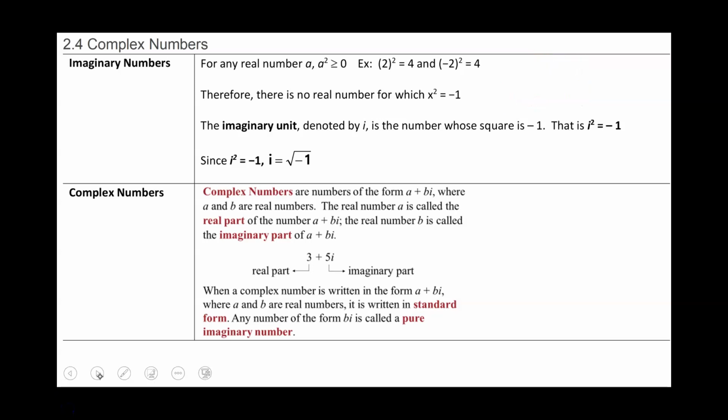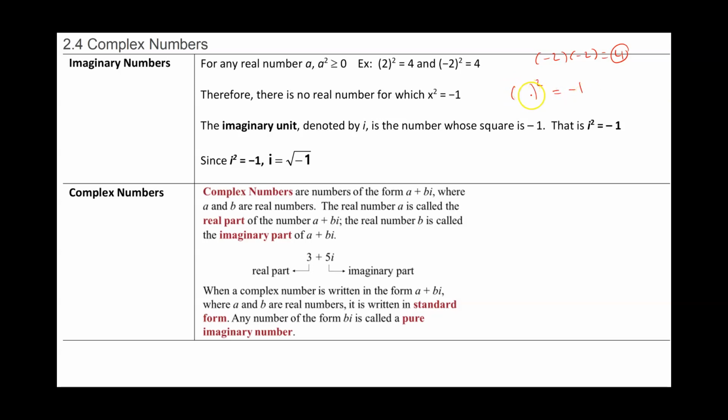In this section, we will talk about complex numbers. So here's what we know. For any number a, a squared is always going to be greater than or equal to 0. For example, 2 squared is 4. If you square negative 2, you still get a positive 4, because a negative times a negative is a positive. So the question is, when we square a number, can we ever get a negative 1?